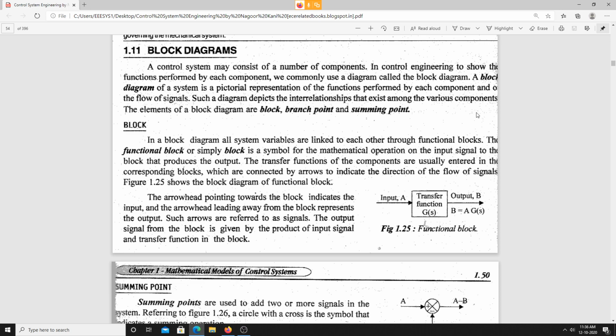I have already discussed what a block is in the last class. Do we call it a functional block, or simply a block? So this is a block, and to this block we give the input and define the output. The output B is A times the gain of this block, that is G of S. Is it clear? So this is about the functional block.